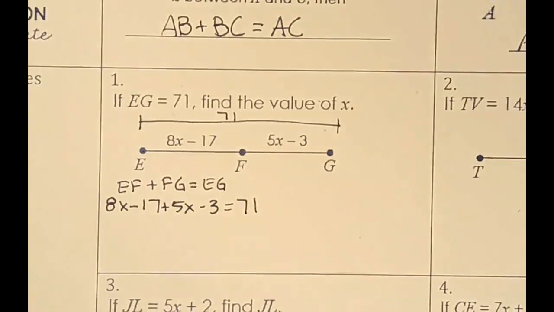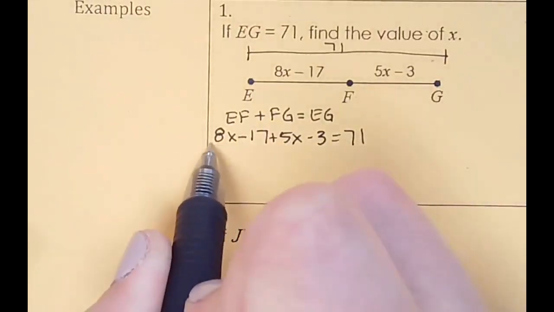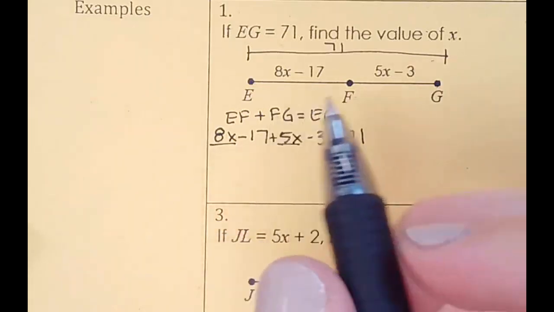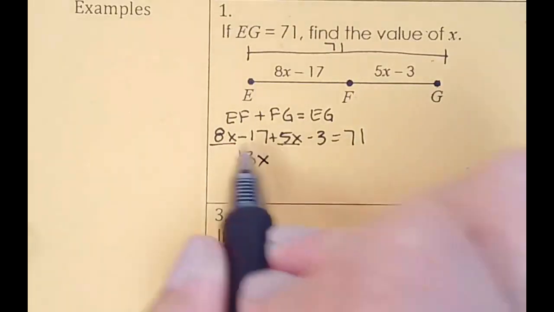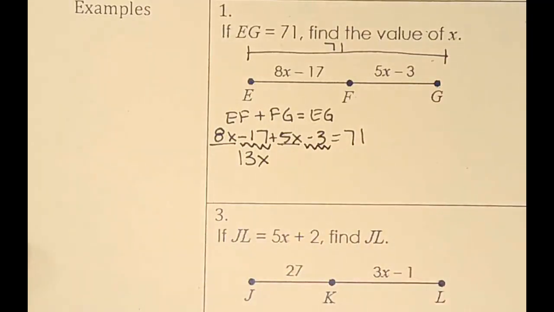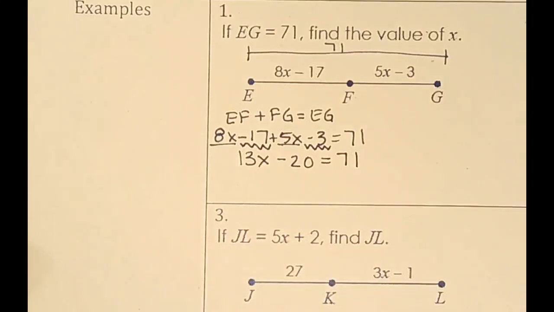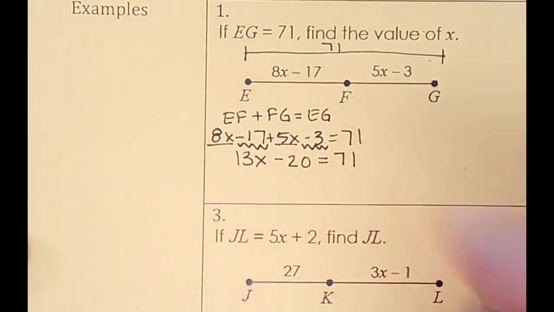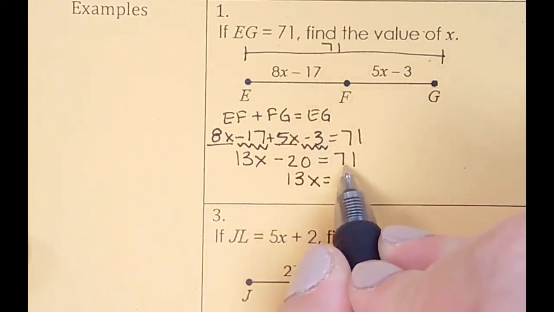Now I'm going to go ahead and solve for X. Combining my like terms on the left side, 8X plus 5X, 8 plus 5 is 13, I have 13X's. Then I have negative 17 minus 3, which is negative 20, equals 71. I need to get X alone, so I'm going to add 20 on both sides. So we'll get 13X on the left. Adding 20 to 71 gives me 91.